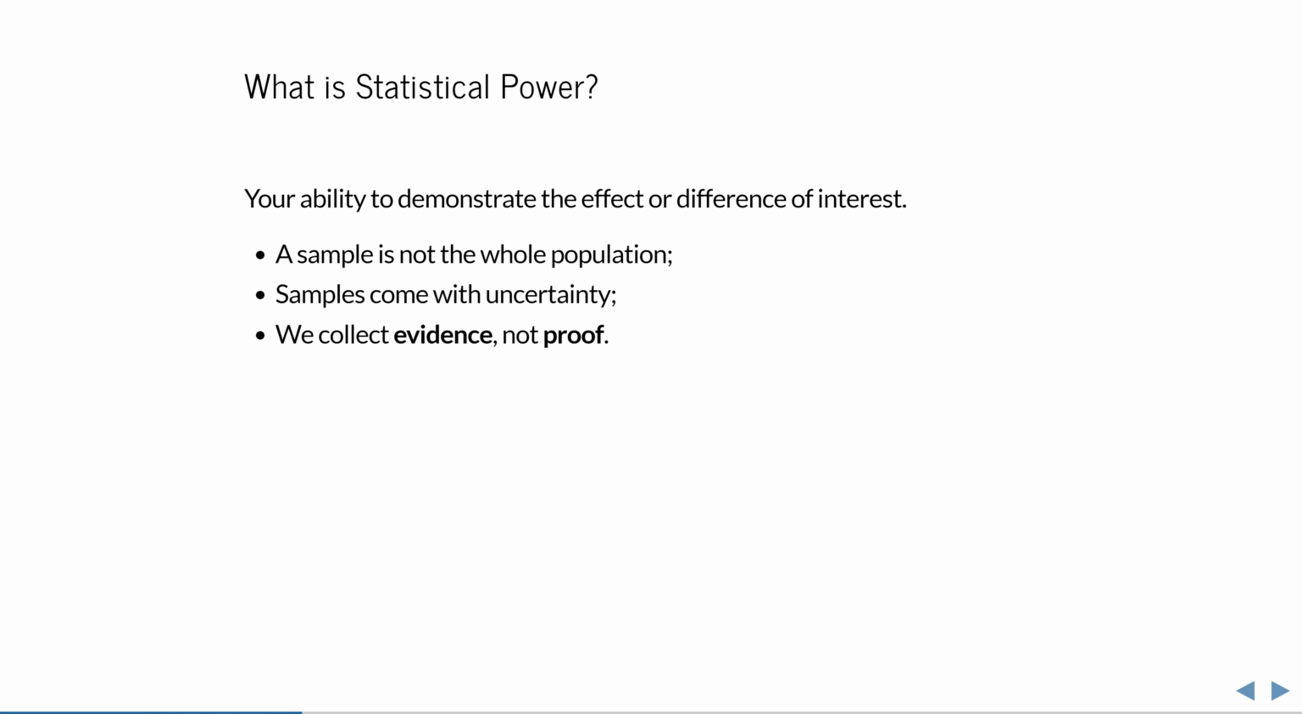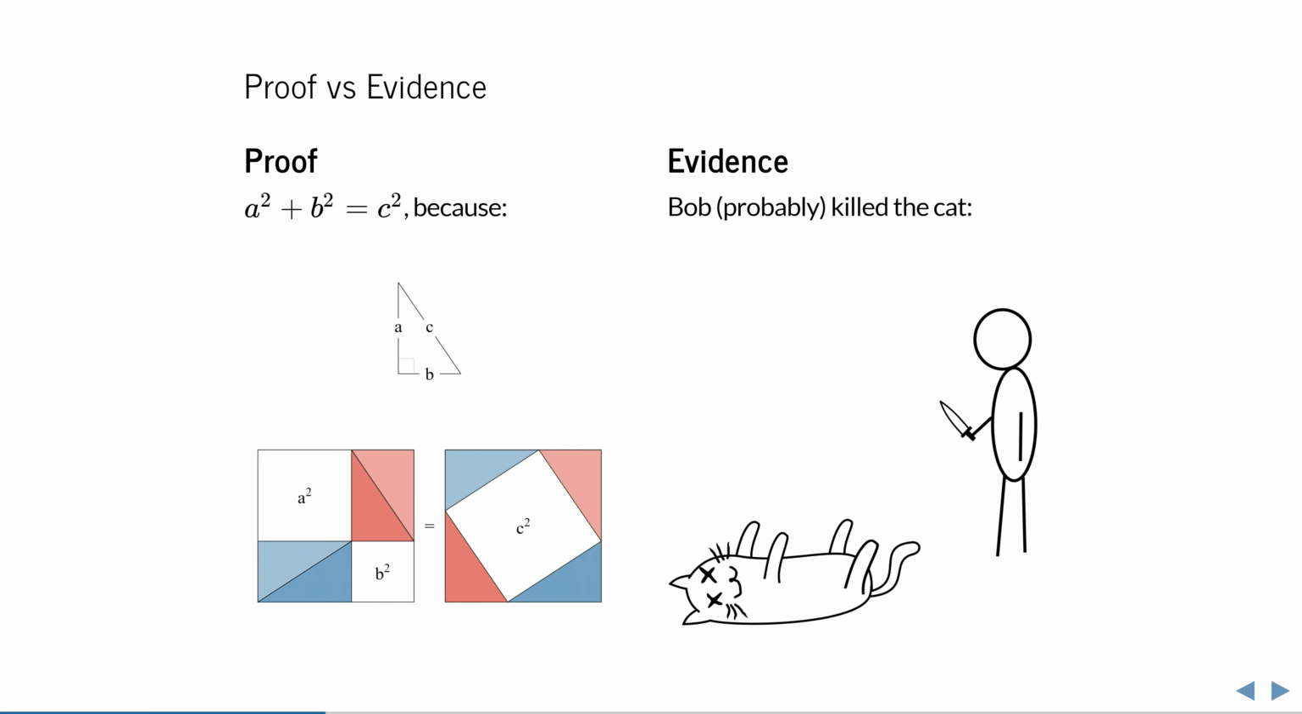The other term I want to briefly explain is power. Statistical power is your ability to demonstrate an effect of interest. To understand what that means, we must first consider the difference between proof and evidence. The figure on the left shows that for any right triangle, a squared plus b squared equals c squared. As long as the triangle has a 90-degree angle, then this is true for any positive a and b. There are no counterexamples. In other words, provided its premises hold, proof is irrefutable.